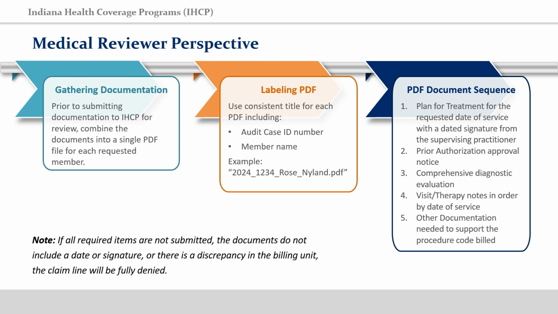Note: if all of the required items are not submitted, the documents do not include a date or signature, or there is a discrepancy in the billing unit, the claim line will be fully denied. Any findings identified are preliminary. Until the final calculation of overpayment is determined, the provider will have the opportunity to respond to the audit and request reconsideration by submitting new or additional documentation. Now let's look at the common documentation and process errors.